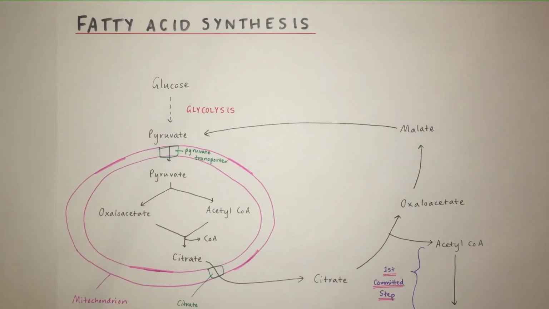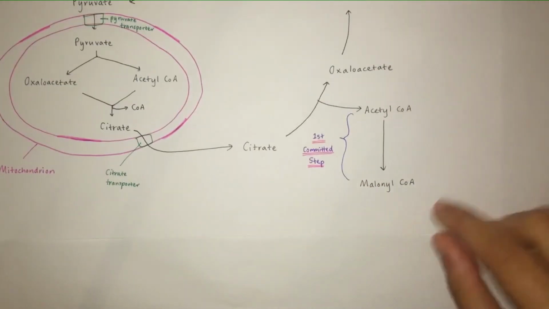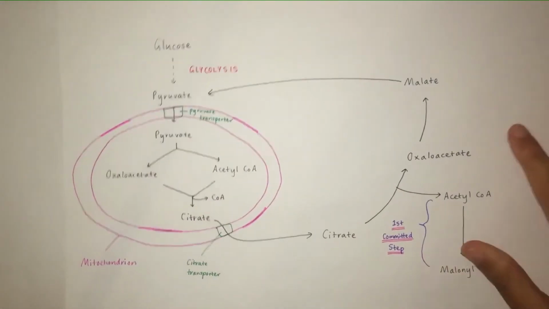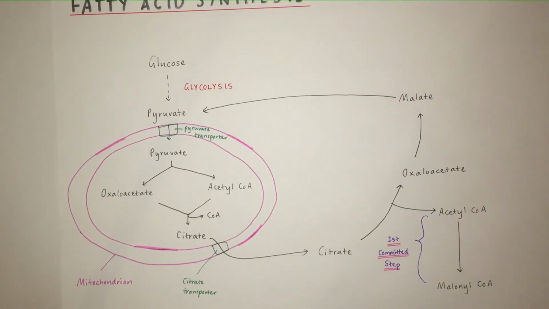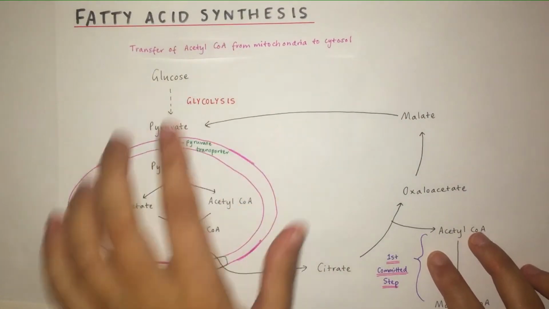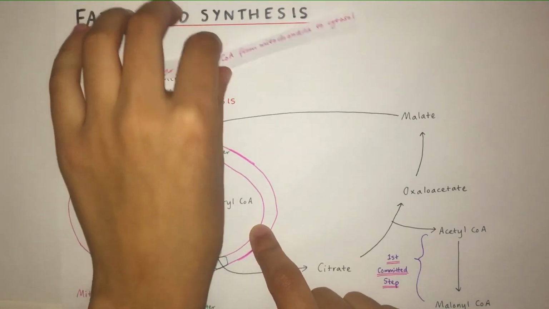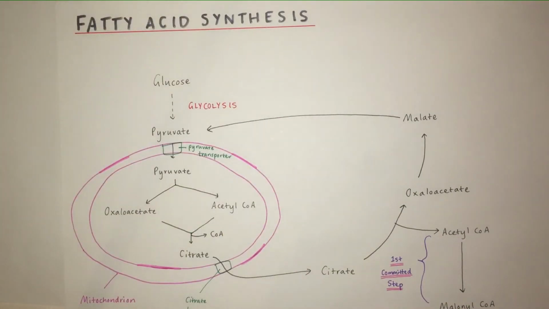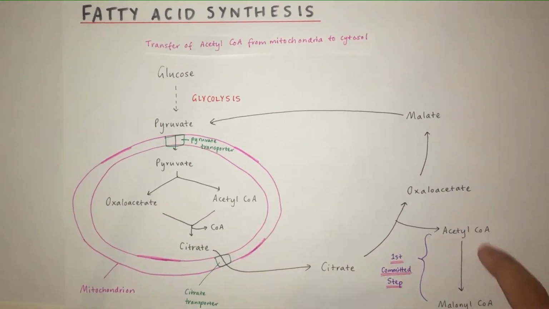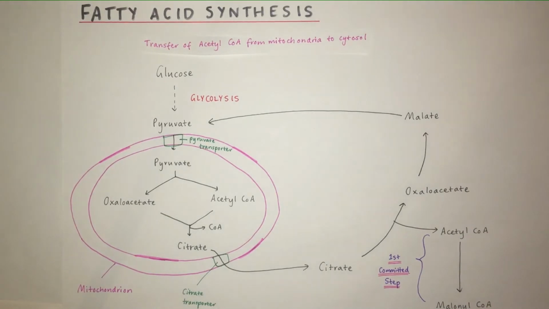That's what my lecturer told me I had to know, so that's what I'm going to show you in this video. But feel free to look up a more detailed explanation about what happens after the first committed step. First up, with fatty acid synthesis, we have to transfer acetyl CoA from the mitochondria to the cytosol, so that we can do our fatty acid synthesis, and the first step requires acetyl CoA.